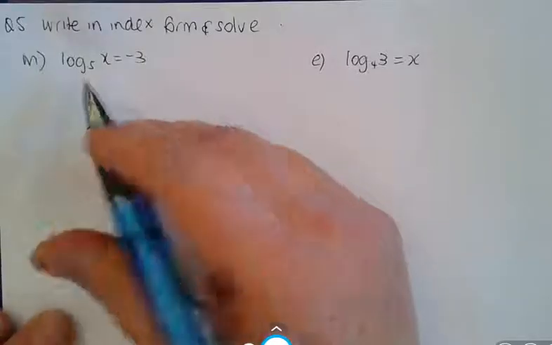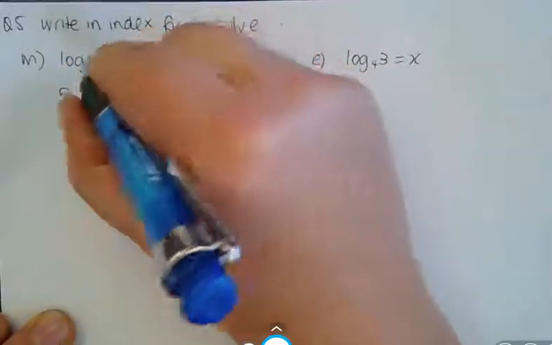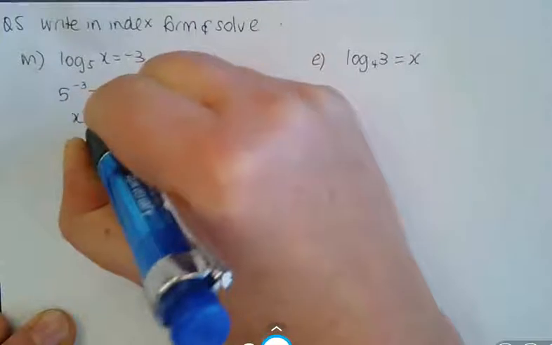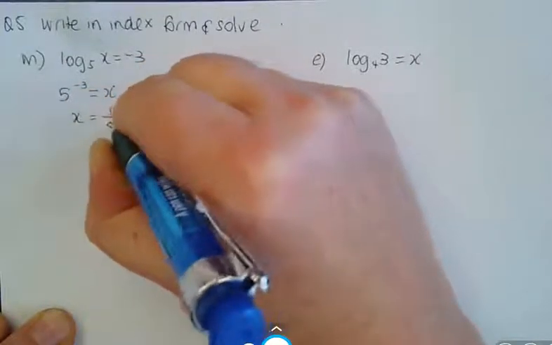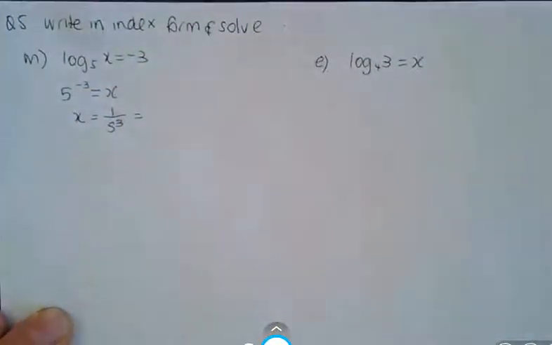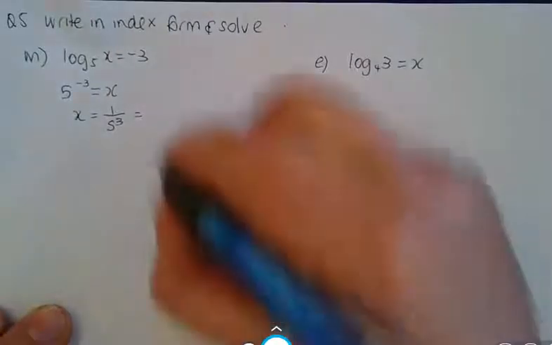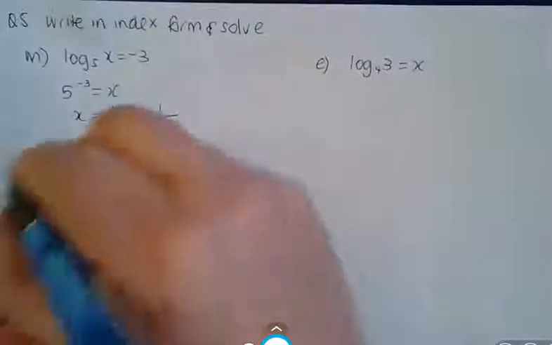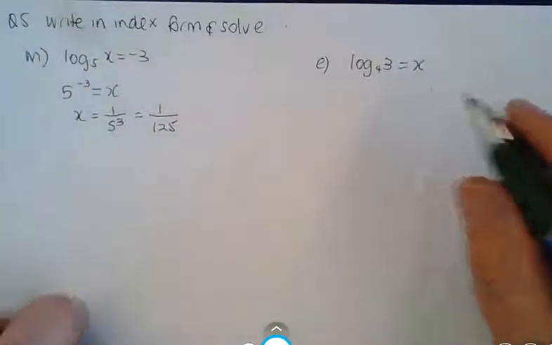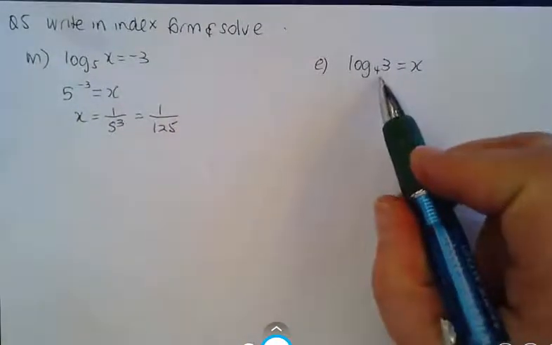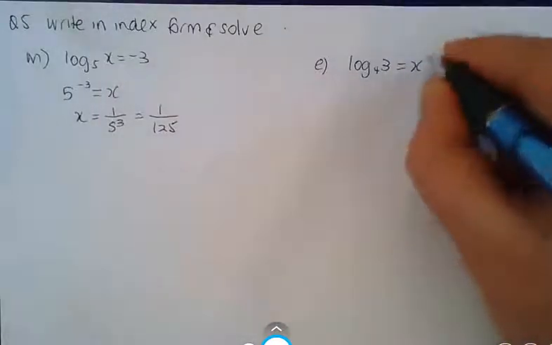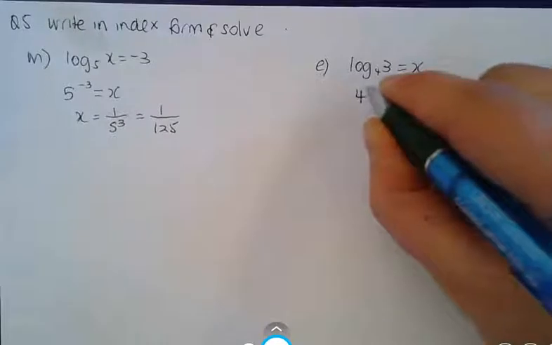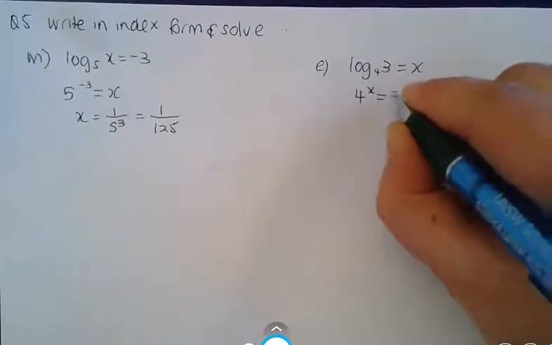5 is the base. So 5 to the power of negative 3 is x. So x is 1 over 5 cubed, which is, all good? Come on. 1 over 125. Keep going. 4 is the base. The log, or the answer, is your power. 4 to the x is 3.